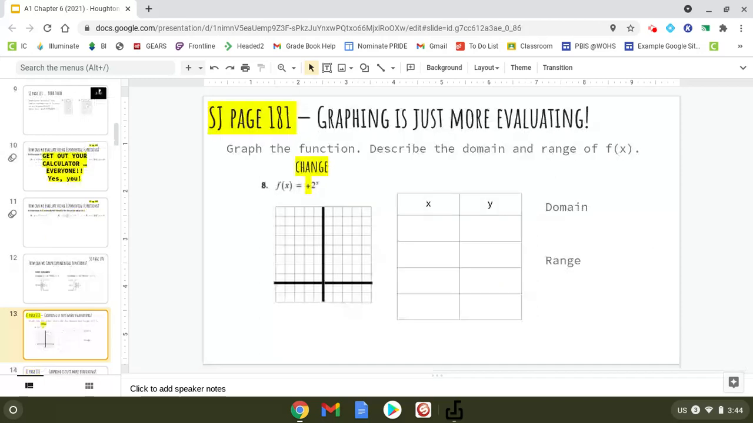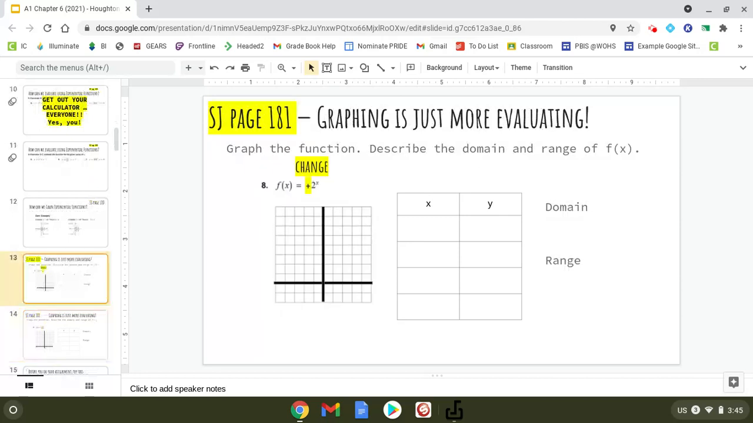All right, so let's go ahead and try this out. First thing I'm going to have you do is change the number 8 so that it's a positive 2x. So go ahead and do that on your paper. And then we are going to graph the function and then describe the domain and range. You're also going to need to draw those lines down the middle so that we can graph these as well. Okay, so we're going to go ahead and draw those. And then we will graph these.